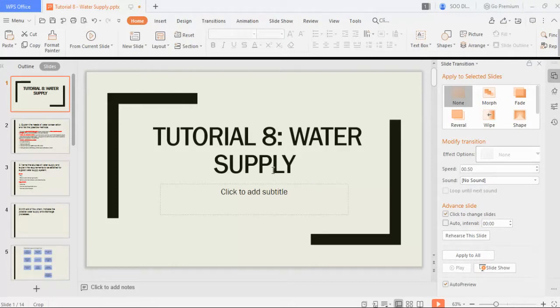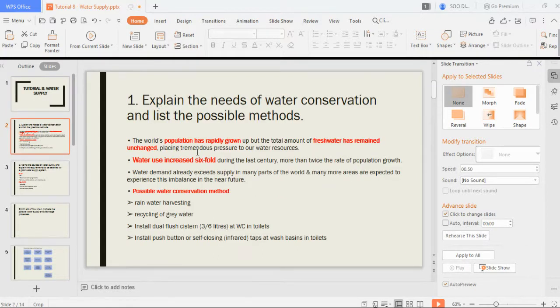Okay, hi guys. So this is your tutorial 8, water supply, for your building science and services. There are about 9 questions in this, and most of them are theory, which you can find the answer to in your lecture notes. So let's get on with the first question.